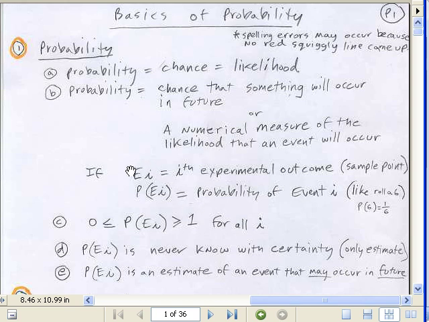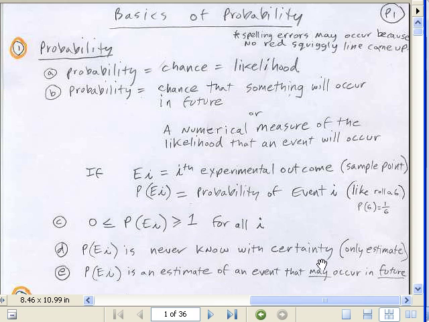If we have e sub i as the ith experimental outcome, like rolling a 6, I want to see what's the probability of getting a 6 when I roll a die. And this stands for our probability of that, like probability of rolling a 6 is 1/6. Then probability is a number between 0 and 1 inclusive. Always, no matter what, if you see a number that's negative or greater than 1, you immediately say that is not a probability.